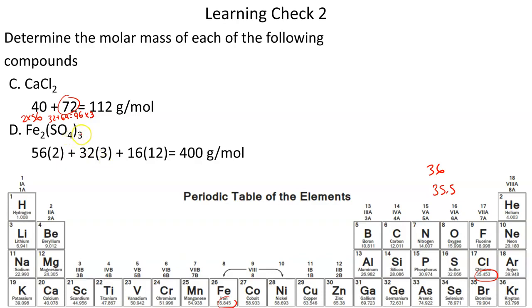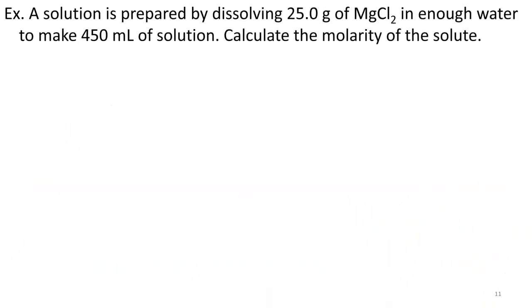You can see I do it on the examples or worked out example. I did 32 times 3, so I distributed, and then 16 times 12. But it really doesn't matter, whatever you're more comfortable with. All right, so why did we do all that? We did all that because now we understand how to get molar mass, which means now we can get moles from grams. So I have 25 grams of magnesium chloride, and you're trying to make a 450 milliliter solution.